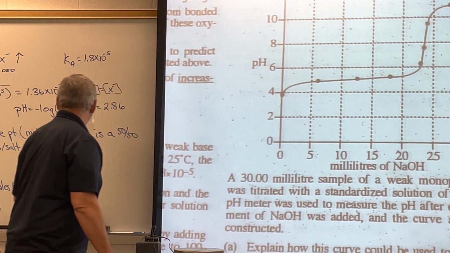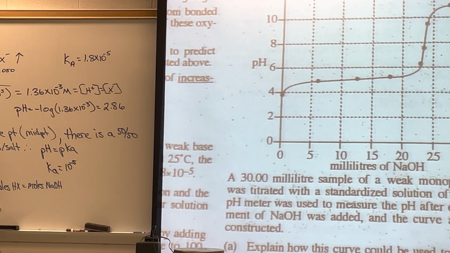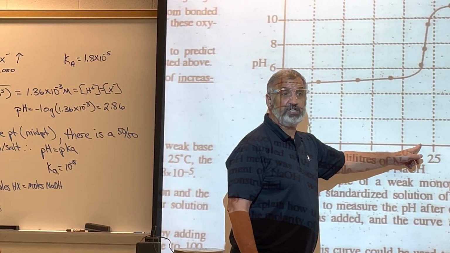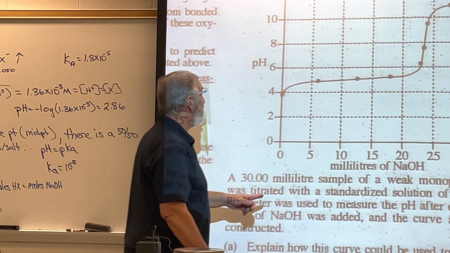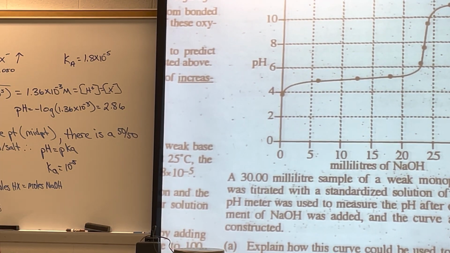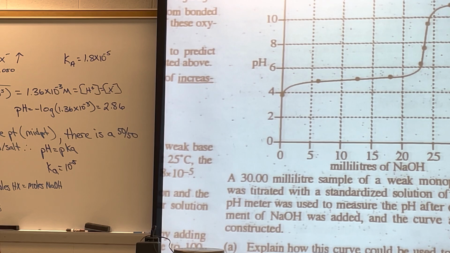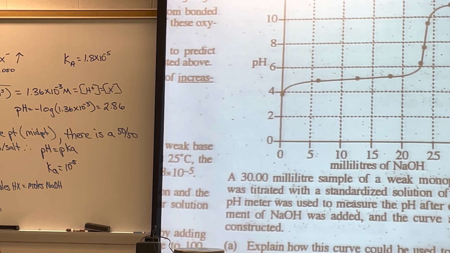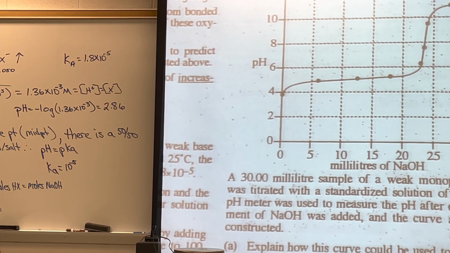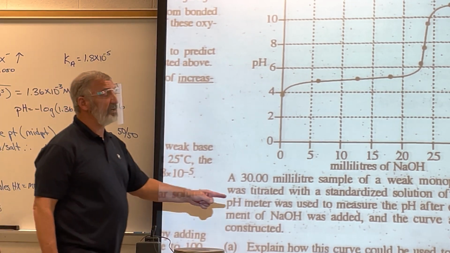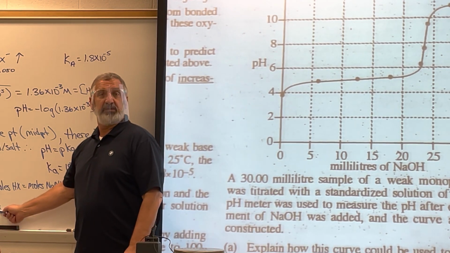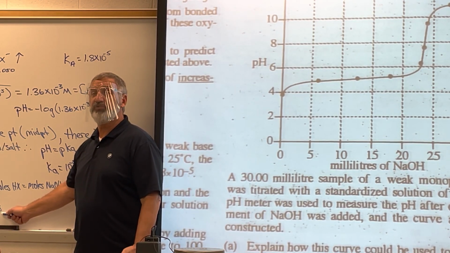In other words, we know the molarity of the base. From our graph, we can measure the volume of the base that it took. And I know the volume of the acid that we started with, 30 milliliters. So I can then figure out what the molarity of the acid must have been. Okay? But unless you know what the term standardized solution means, you don't know that you know the molarity of the base. But anytime you have a standard solution, that means you know the molarity.